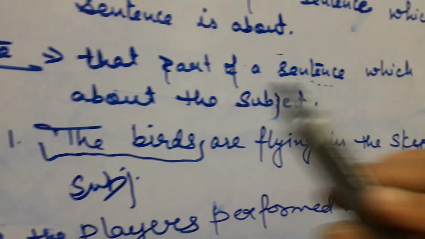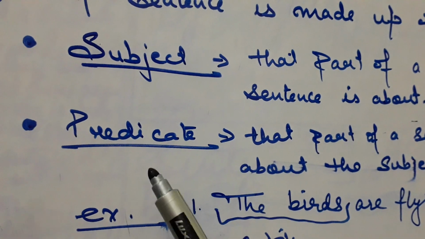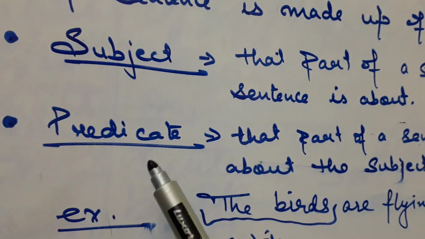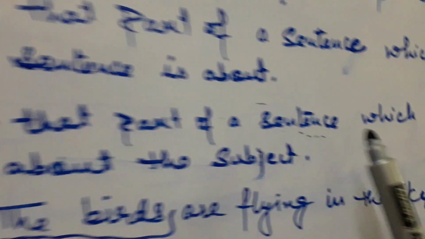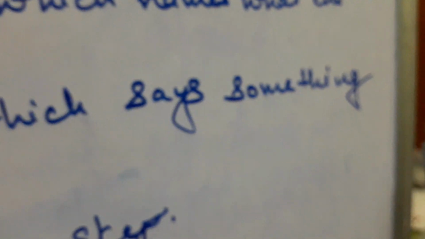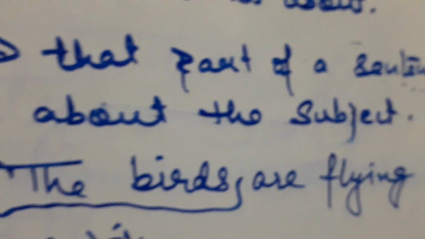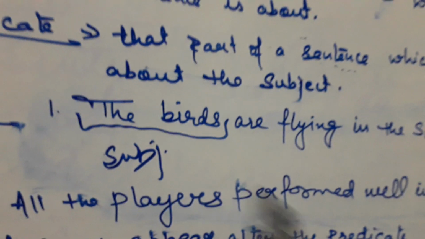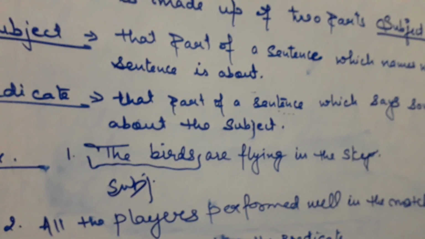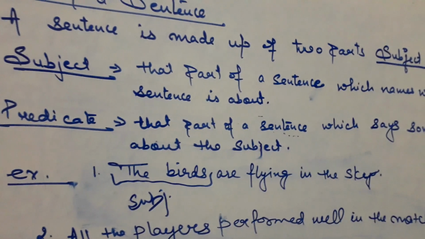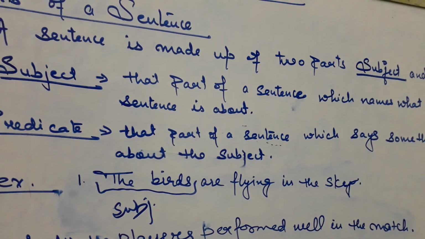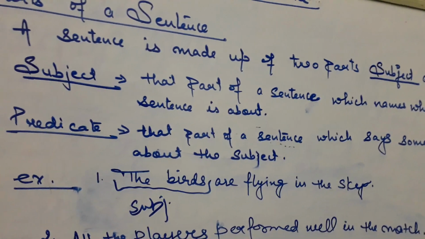Now let's move to the second part of a sentence, predicate. What is predicate? It is that part of a sentence which says something about the subject. Yes, children, predicate is that part of a sentence which tells us what we are talking about the subject, what the sentence is telling us about the subject.